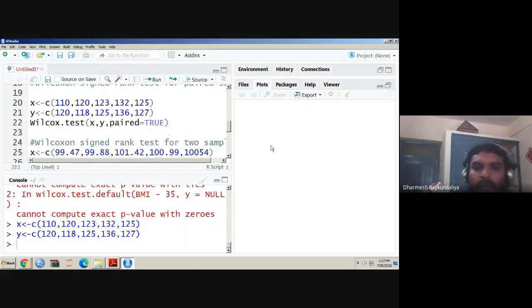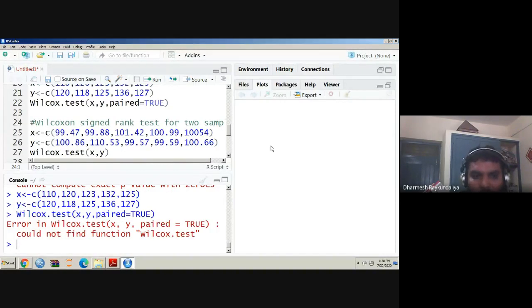And I have written paired equal to TRUE. Similarly, in the t-test, if you remember, in t.test I supplied the values of the 2 variables X and Y, and then I wrote formulation A and formulation B, so FA, FB, and comma paired equal to TRUE. That means it is performing the paired t-test. So here, similarly, if I give paired equal to TRUE, it will perform the Wilcoxon signed rank test for the paired sample.